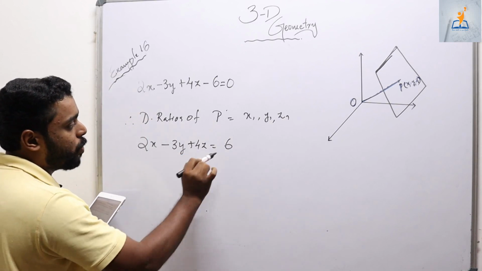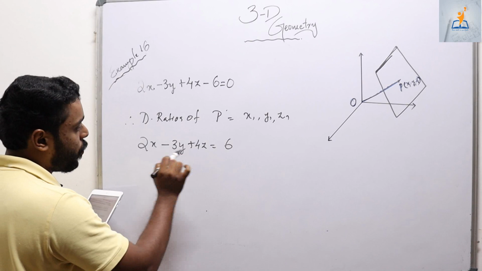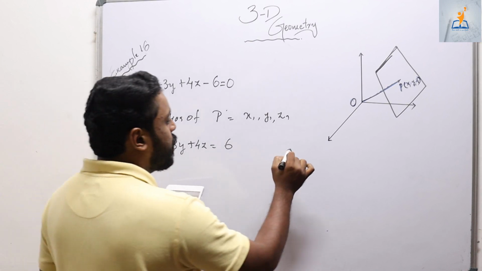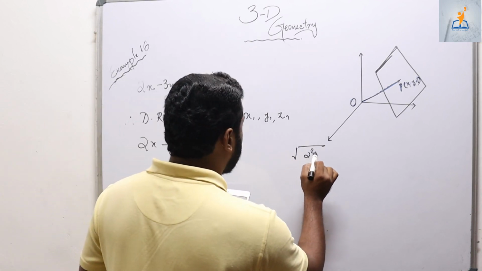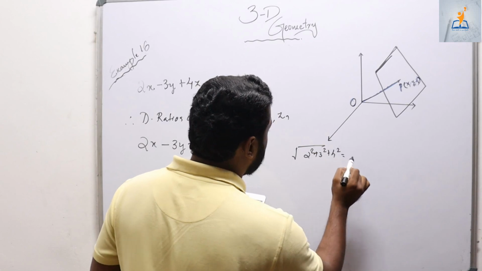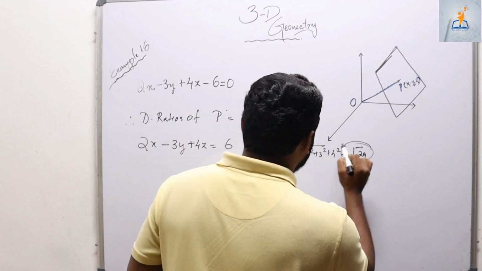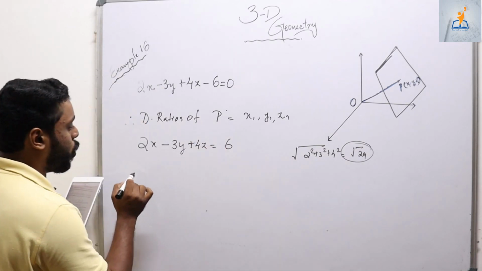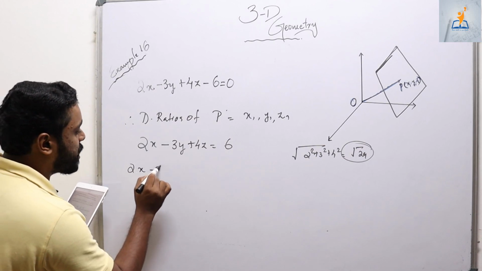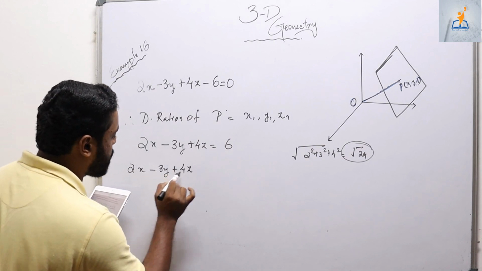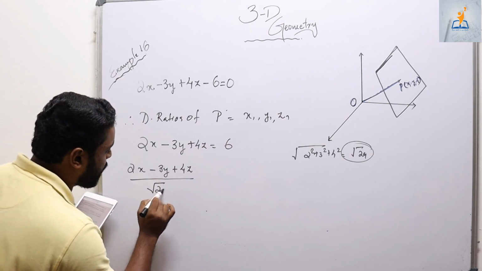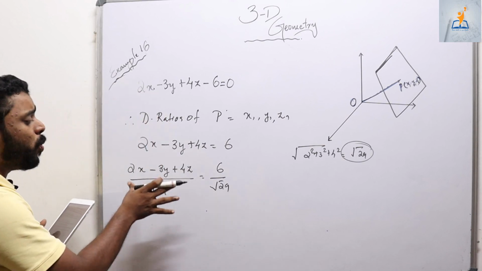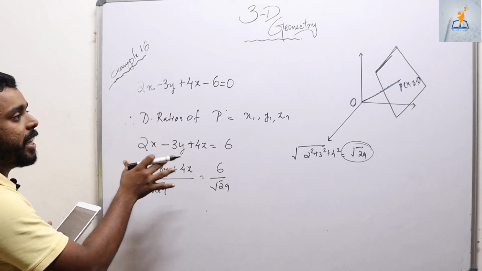Now we can make it into a unit vector form. So we have to divide the left hand side and right hand side by the magnitude of this vector. So it will become square root of 2 square plus 3 square plus 4 square, which is equal to square root of 29, isn't it? So we can divide both sides of this equation by square root of 29. So it will become 2x minus 3y plus 4z whole divided by root 29 is equal to 6 by root 29. See, now this is in the standard form of the equation of the plane.